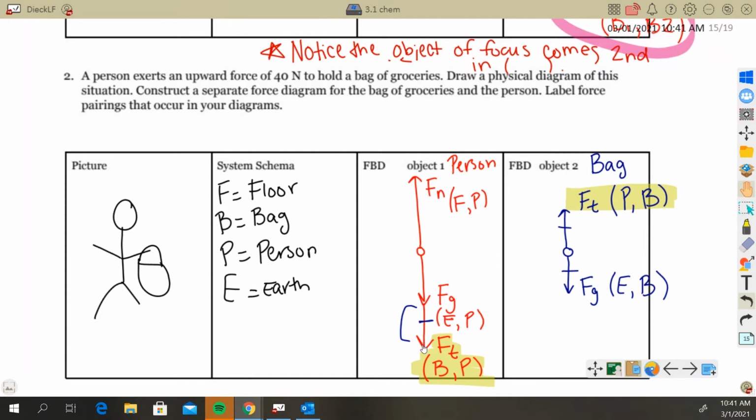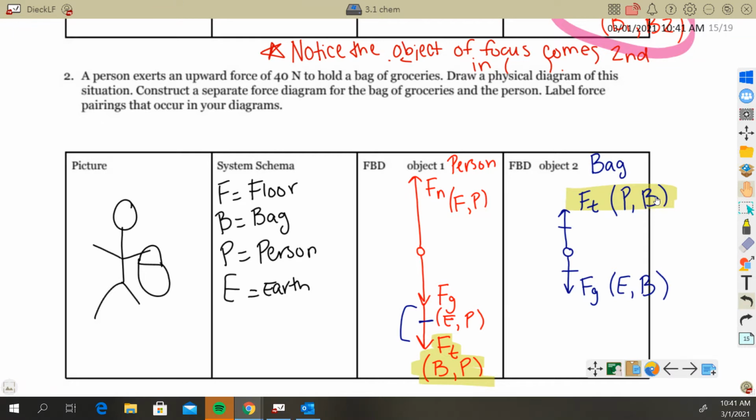There's a third force that the person is feeling, and that's tension from the bag that they're holding. So the bag is dealing that force, but the person is feeling it. Looking at the bag, it has a force of gravity being dealt by the Earth and felt by the bag, and also has a force of tension because the person is holding the bag up. So the dealer is the person, the bag is the feeler.